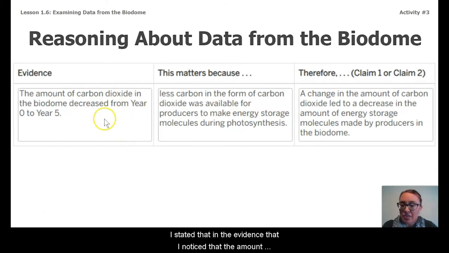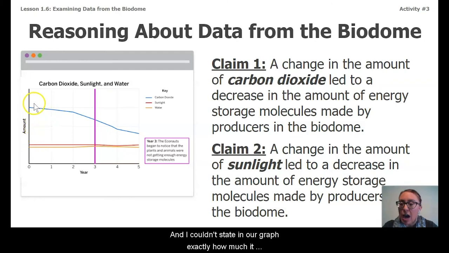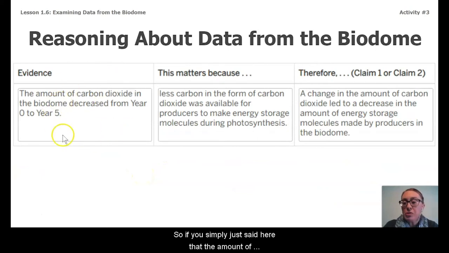I stated that in the evidence, I noticed that the amount of carbon dioxide in the biodome decreased from year 0 to year 5. And I couldn't state in our graph exactly how much it decreased because I didn't have any quantitative data on that part of my graph. I didn't have any numbers, but I did know the length of time. So I did include in my evidence 0 to year 5. So if you simply just said here that the amount of carbon dioxide decreased, please add from year 0 to year 5, because that is some of the quantitative data that we did get from the chart.